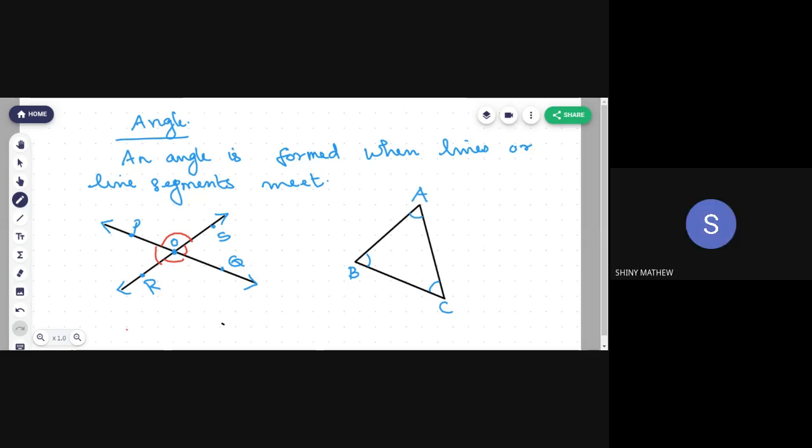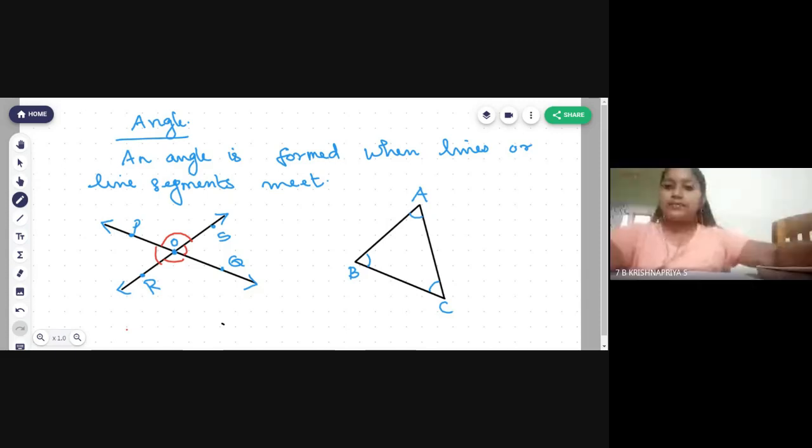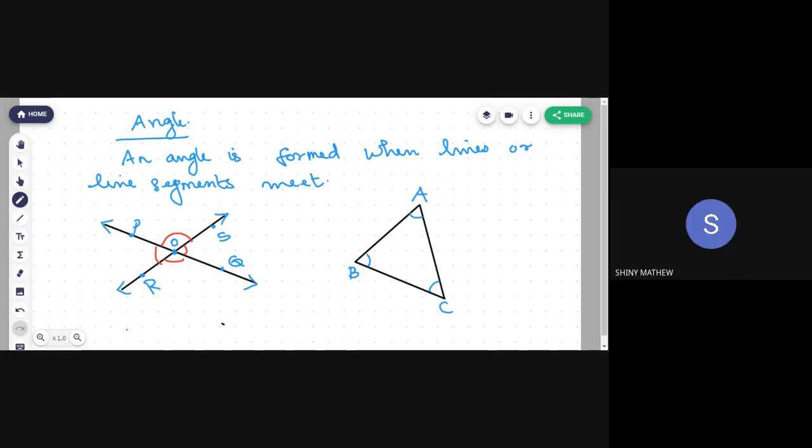Okay, very good. Now we can see different types of angles. Last year, I think you studied these different types of angles: acute angle, obtuse angle, straight angle, complete angle. Depending on the measure of the angles, we can classify them.